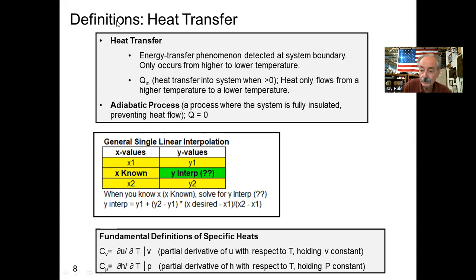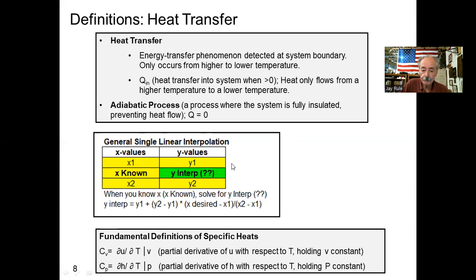Now, jargon that I hope you have in your head: you might be given a test problem that says adiabatic process, and that's all. That immediately tells you that's an example where the system is fully insulated. There's no heat transfer, no heat flow. Q equals 0 for an adiabatic process.